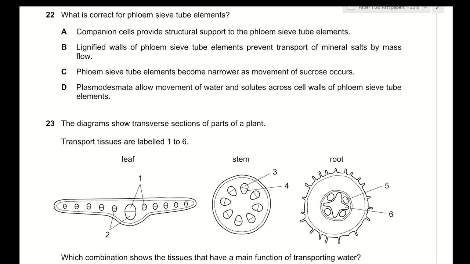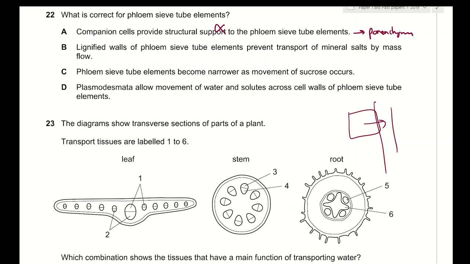A. Companion cells provide structural support to the phloem sieve tube elements. Now, companion cells don't actually provide the support. They only provide the carbohydrate or sucrose to the phloem sieve tube elements by passive diffusion through the plasmodesmata. What actually provides the structural support is the parenchyma cells. Therefore, this is incorrect.